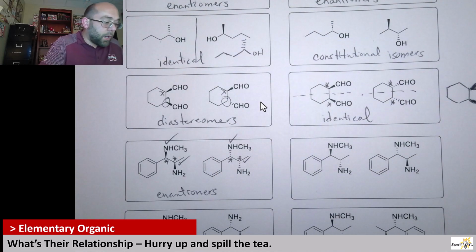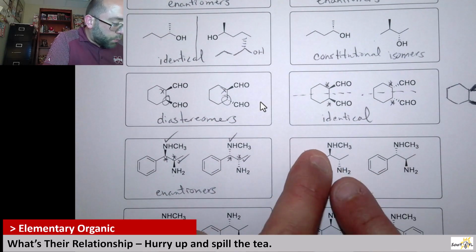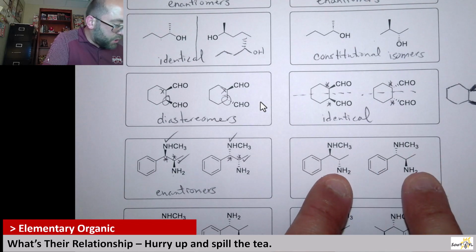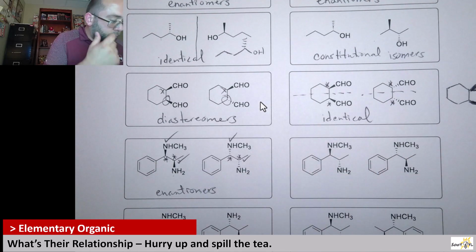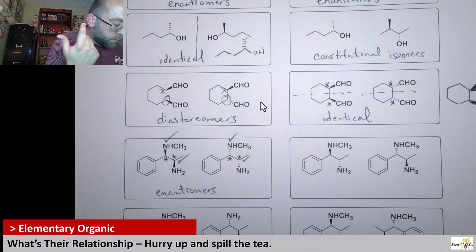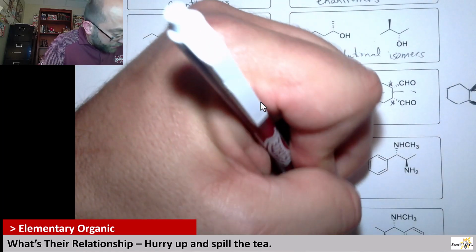All right. We look at this one. What does it go? It goes from wedge to dash, dash to wedge. So yeah, they both changed again. And there's no plane of symmetry here. So this is just another pair of enantiomers.